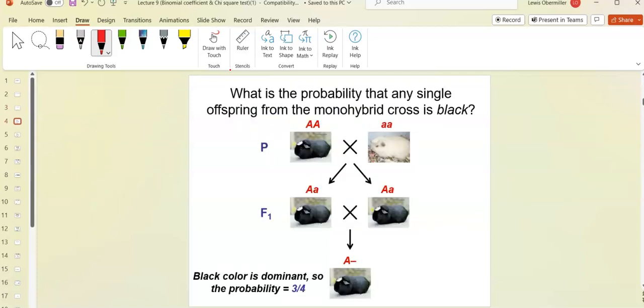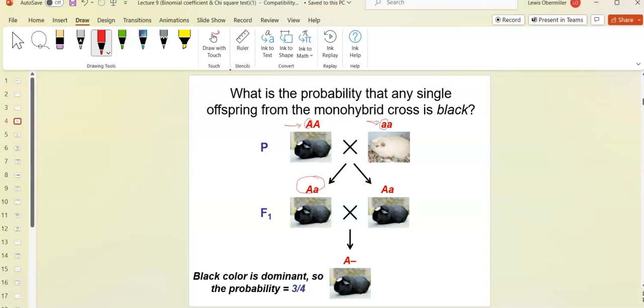Okay, so let's apply this to some genetics rules. What's the probability that if we cross this black guinea pig with a white guinea pig, any single offspring from this F1 cross is going to be black? This is pretty simple, and you probably already know this. The probability from this cross: this guinea pig can only give a big A, and this guinea pig can only give a little a. So any offspring out of that is going to be big A and little a.